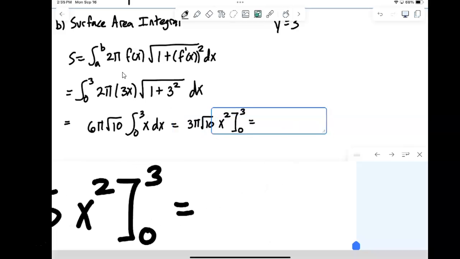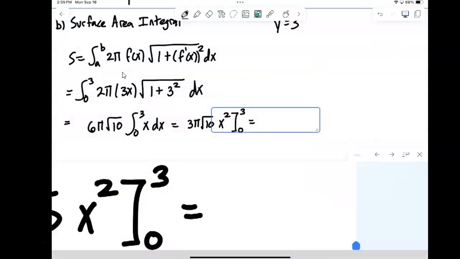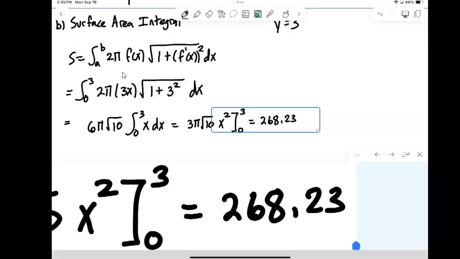And what you will find when we do that, 3 times 9 times square root of 10 times pi, we get our 268.23 that we had before. Just confirming that, yes, this does agree with the formula for the surface area of a cone, which it should agree with, since it was derived from that.